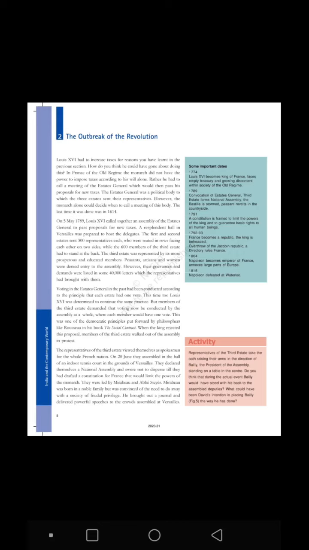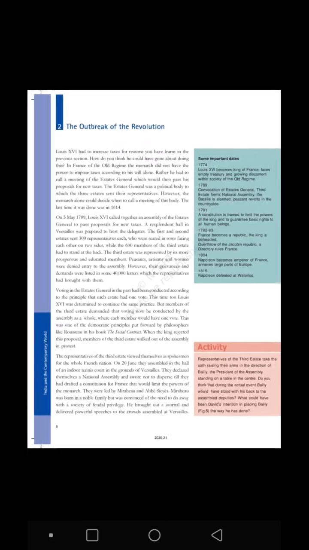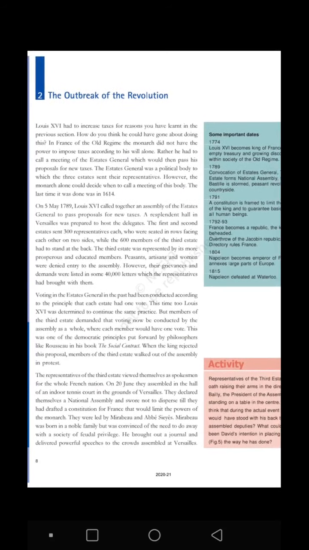The Estates General was a political body to which the three estates sent their representatives. However, the monarch alone could decide when to call a meeting of this body. The last time it was done was in 1614. On 5th May 1789, Louis XVI called together an assembly of the Estates General to pass proposals for new taxes.